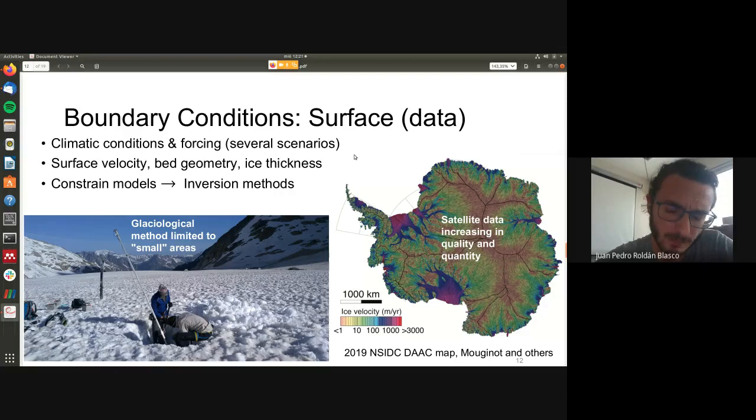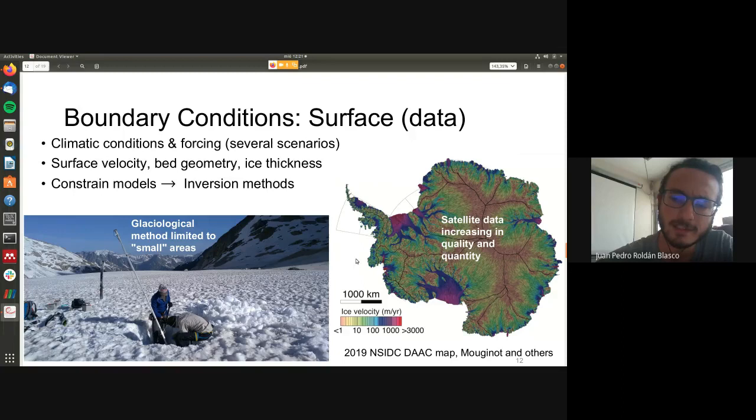And also that allows us to compute, with some error, the geometry that we have in the bed, so the geometry for our domain, our computational domain, and the ice thickness, which of course will have an impact on the flow. This, for instance, is the results for Antarctica that we had in 2019 from NASA.